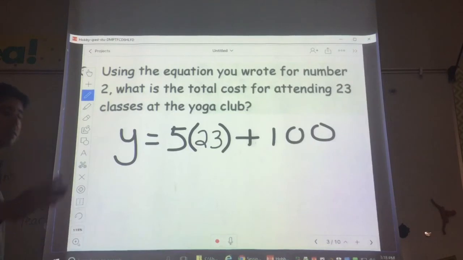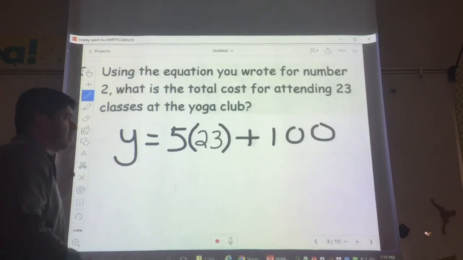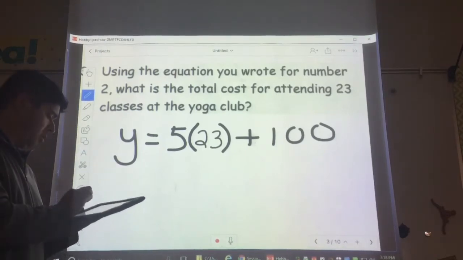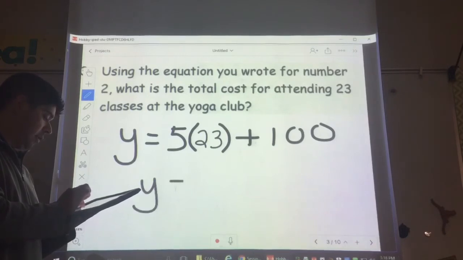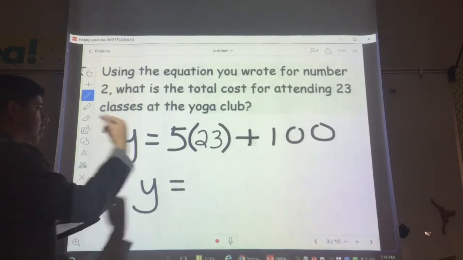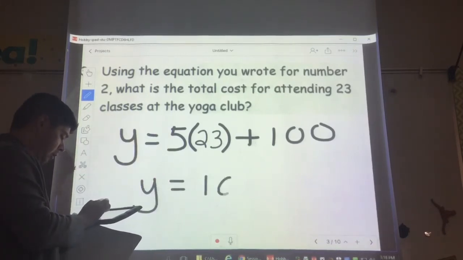So figure that out. While you're figuring that out, wait a little while. Okay? And that's going to tell you how much the total cost is for attending those 23 classes. If you did this correctly, you're going to get that attending 23 classes would cost $215.